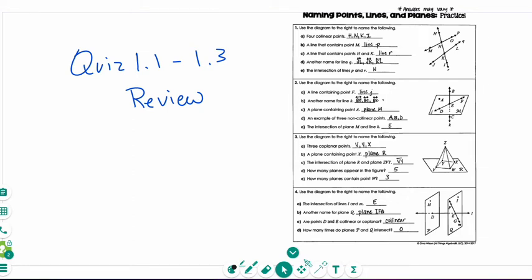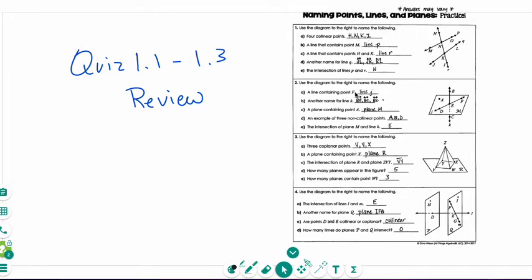We're going to go ahead and do a review for quiz 1-1 to 1-3. First thing that we're going to take a look at is being able to identify different parts from a diagram. We're going to take a look at number 2 and number 4, although reviewing all of these would be a great idea for your quiz.